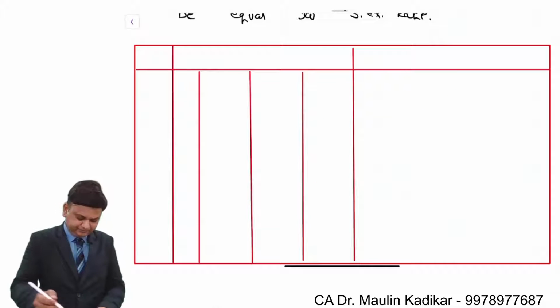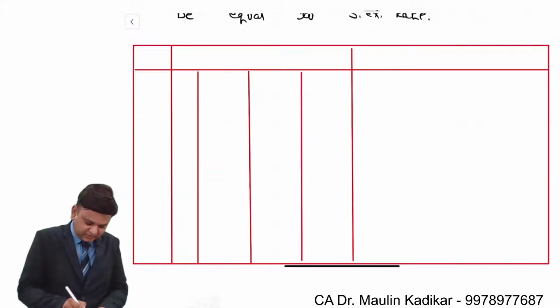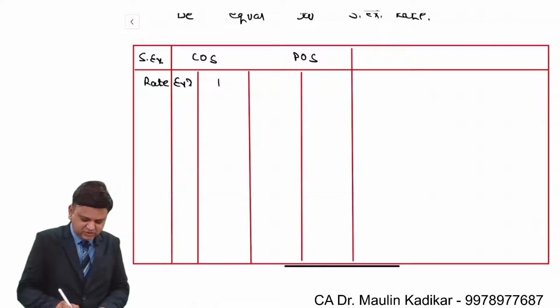So let us see. Column number 1 is spot exchange rate. We are call option seller and we are put option seller. Whether he will exercise or not, and pay off.